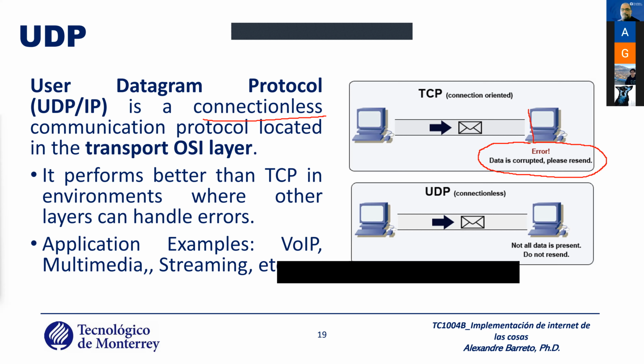Okay. For example, applications like voice over IP and multimedia streaming, like Netflix video, most of the time use UDP because you don't need a lot of feedback and you use your network better.